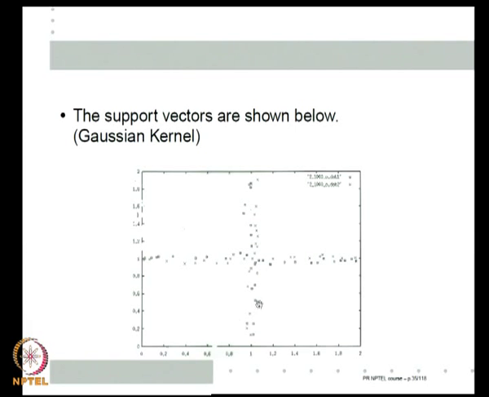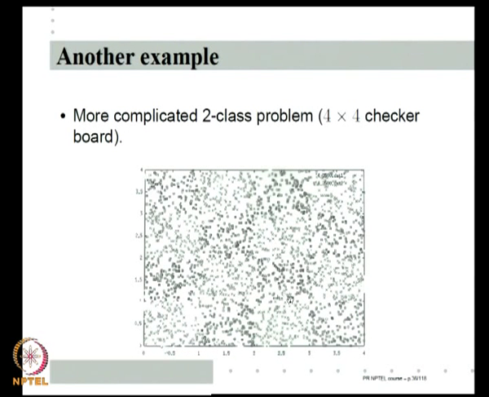Of course pictorially. Here is another example, slightly more complicated. Actually, it looks like a mess here. I plotted 2500 sample points. This is actually a 4 by 4 checkerboard. There is a 4 by 4 grid where alternate squares are different classes.